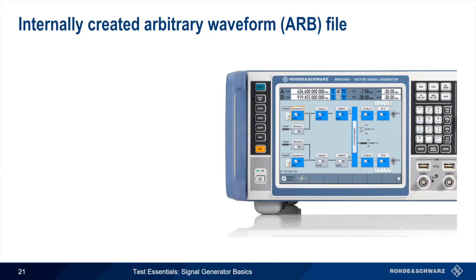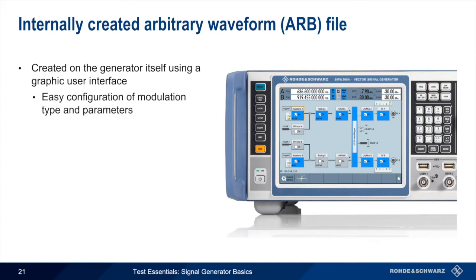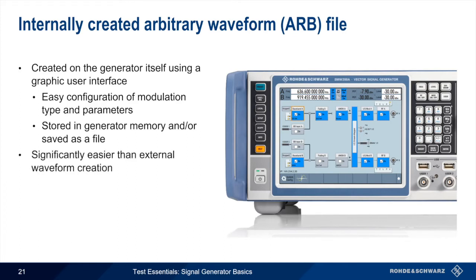Arbitrary waveform files can also be internally generated, that is, inside of the vector signal generator without using any external software or a computer. In this case, a graphical user interface is used to specify the desired modulation type and configure the modulation parameters. This created arbitrary waveform file can be stored in the generator's internal memory and/or saved as a file. This is significantly easier than generating an ARB file externally. Let's look at an example of how this is done on a typical vector signal generator.